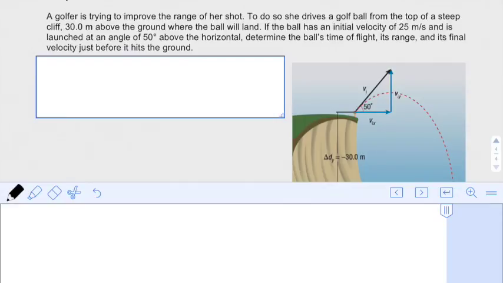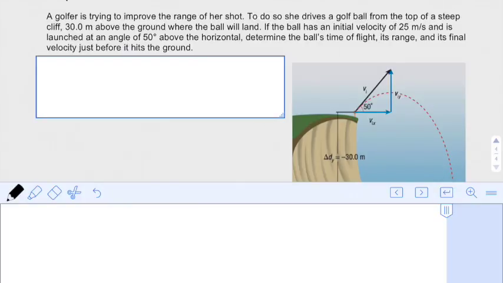Sample problem number 3 represents the third type of projectile motion problem, one in which an object is launched at an angle but above the ground as well. Let's read this question. A golfer is trying to improve the range of her shot.